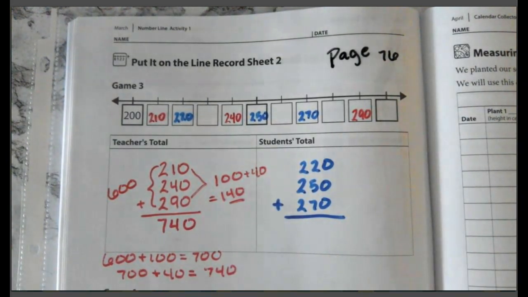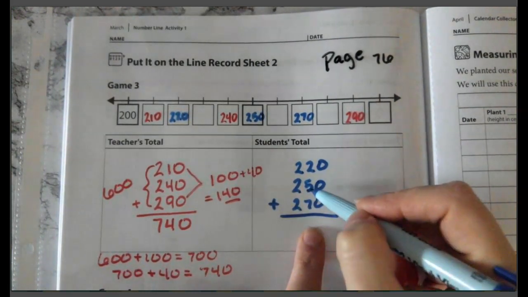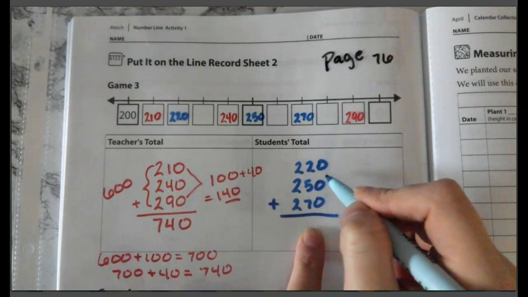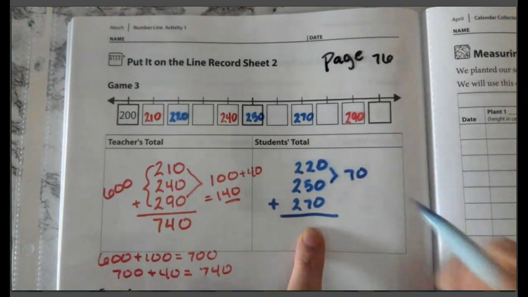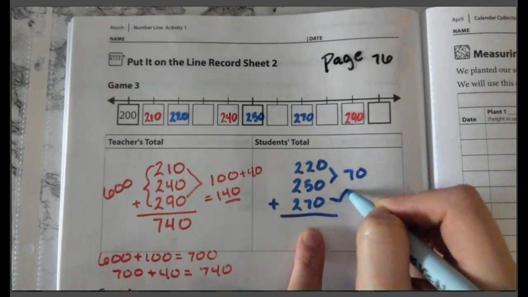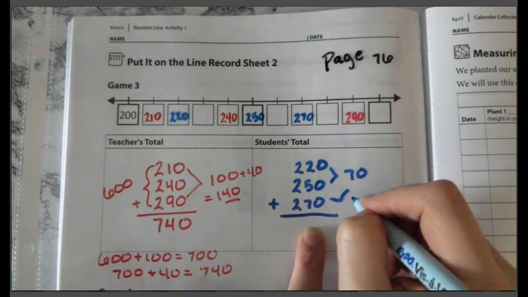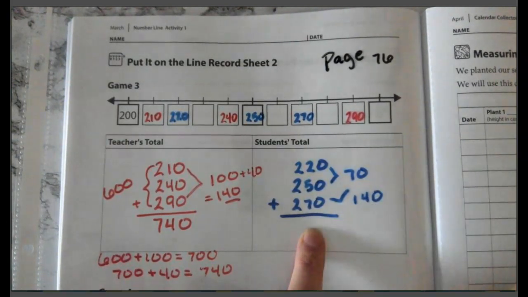I'm going to use the same strategy to add up your score. Now I can see that I have 50 and 20. Well, I know that 5 plus 2 is 7, so 50 plus 20 must be 70. Well, I also know that 70 and 70 is a double. And if 7 plus 7 equals 14, well, 70 plus 70 must equal 140.